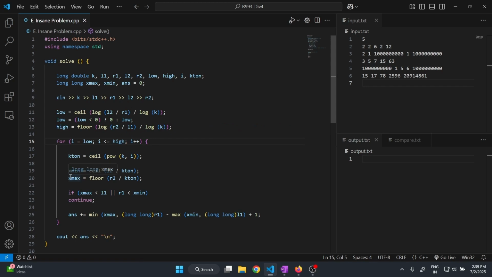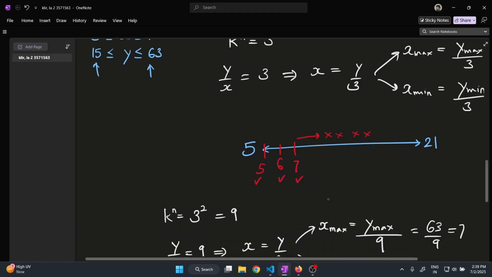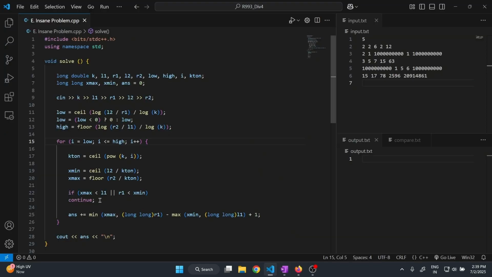So then I calculated the x minimum and x maximum, like I showed you in my explanation, right? Y max by 3, this will be the x max, and y min by 3, this will be x min. What is this 3? k to the power n. So that is what I have implemented here. And then I have checked that if my x range is less than or more than the possible values, then I do not have any ordered pairs, so I'll just continue. I'll not add anything to my answer. Otherwise I have done just this thing, right?